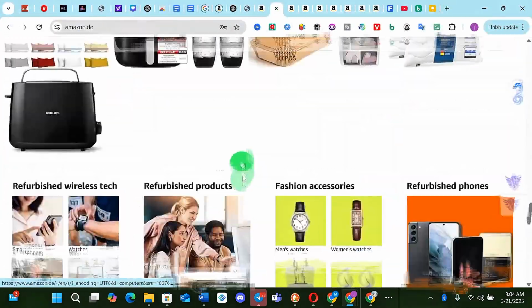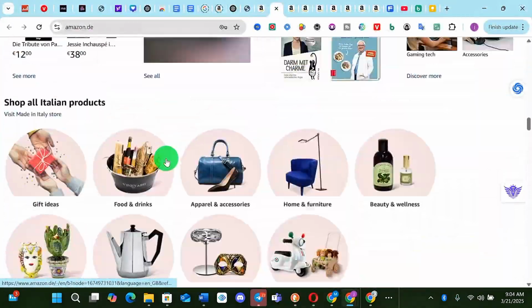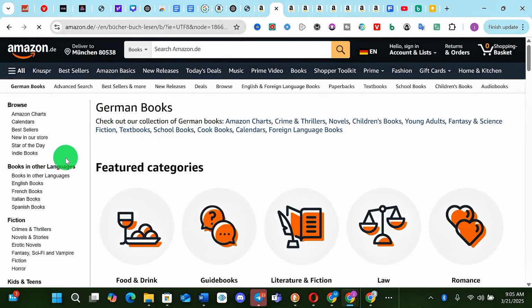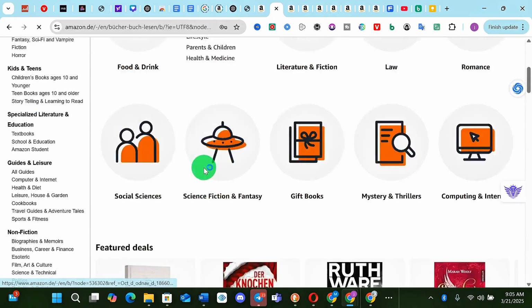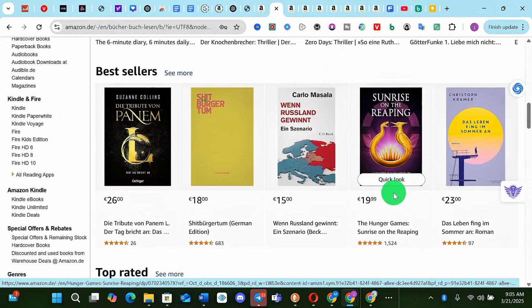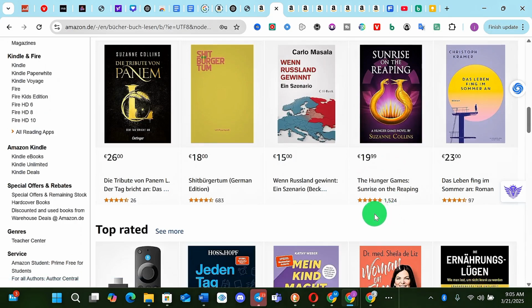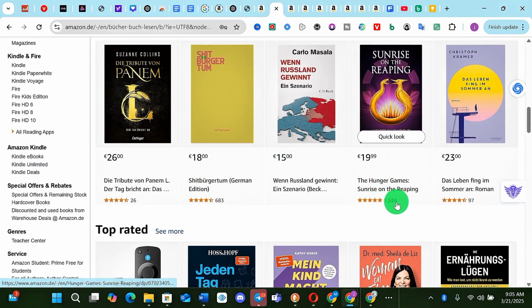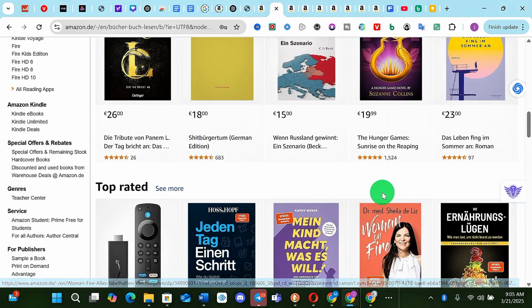Now if you go to, for example, books, okay, this is books here. Let's go to books and see. You see that the books here are in German. You see this book that is selling very well on Amazon.com. It is here and it actually has 1,000 plus reviews, which means they are also buying the book very well in the German market.